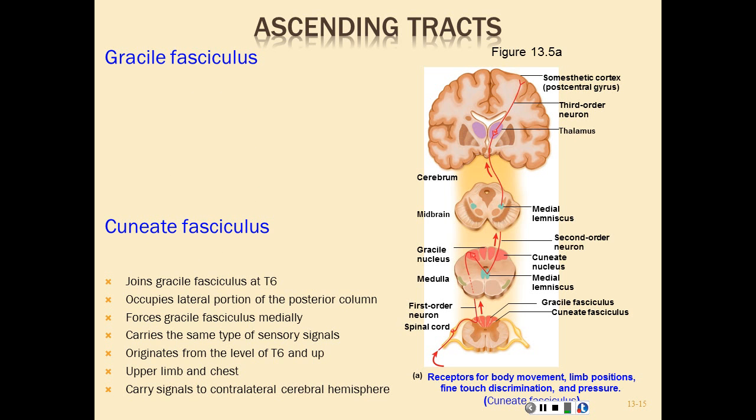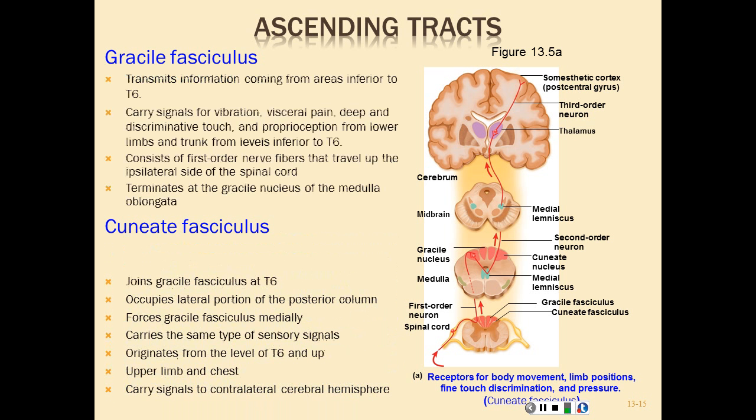Alright, so let's take a look at some of the ascending tracts. Now there are 5 major ascending tracts. So forgive me with my pronunciations again. The first one is gracile fasciculus. Second is cuneate fasciculus. Then we have the spinothalamic tract, the spinoreticular tract, and we have 2 spinocerebellar tracts.